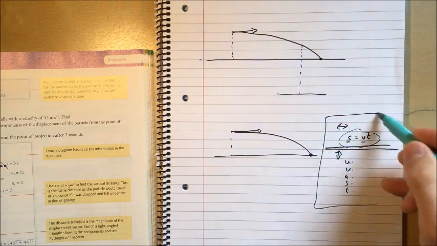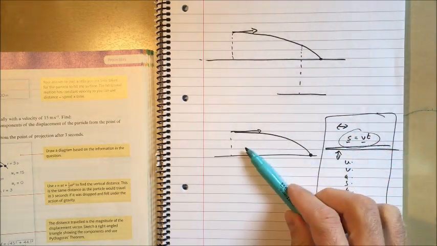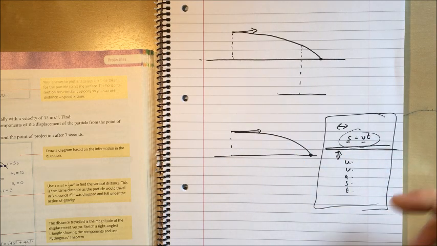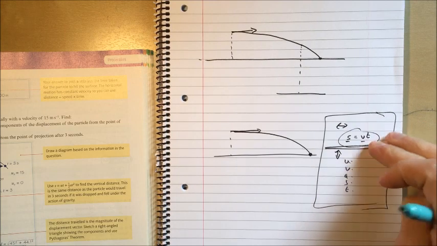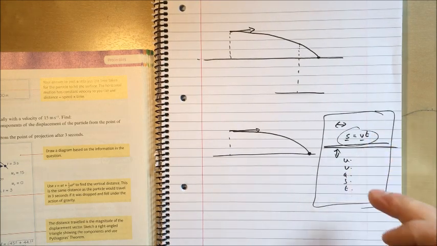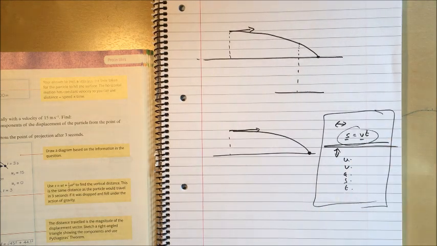In 10 seconds, split the motion into vertical and horizontal motions. Horizontally, the speed is constant. Vertically, the acceleration is constant. So speed equals distance over time, and Suvat. And that's it. That's the whole chapter. And we'll just make the questions slightly harder as we go.